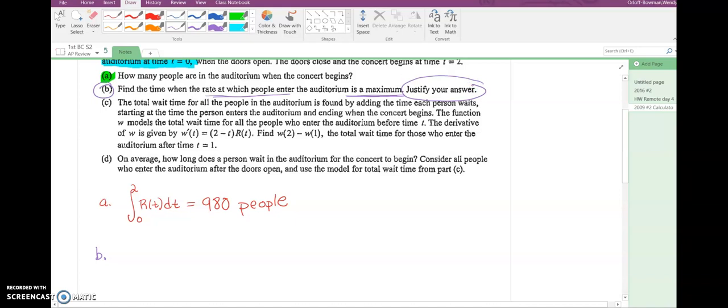So I always say to my kids, let's just take a moment, take a step back and think about, in calculus, how do we think about finding maximums of anything?